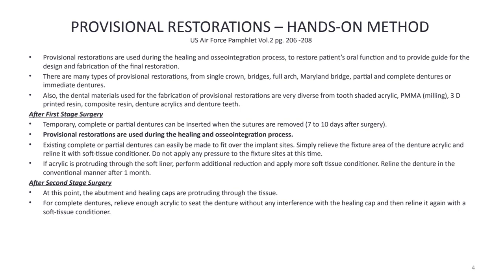Existing complete or partial dentures can be easily made to fit over the implant sites. Simply relieve the fixture area of the denture acrylic, and reline it with soft tissue conditioner. Do not apply any pressure to the implant site at this time. If the acrylic is protruding through the soft liner, perform additional reduction and apply more soft tissue conditioner. Reline the denture in the conventional manner after 1 month.